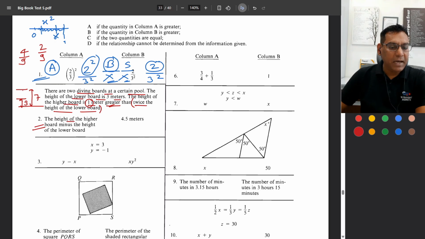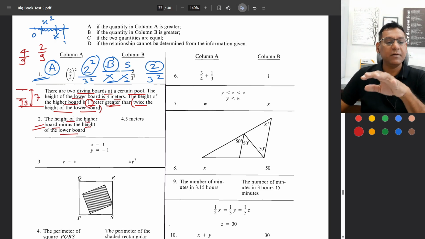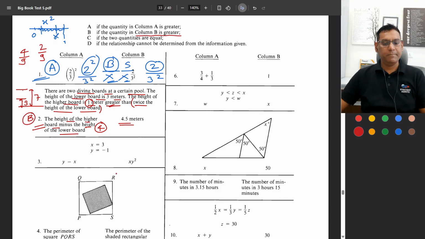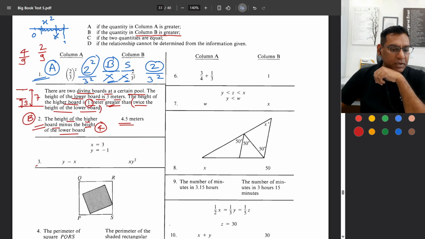What do I have to compare? The height of the higher board minus the height of the lower board. Okay. So height of higher minus height of lower, that's 7 minus 3, that's going to be 4. And I have 4.5 here. Answer is going to be answer choice B. B is greater.